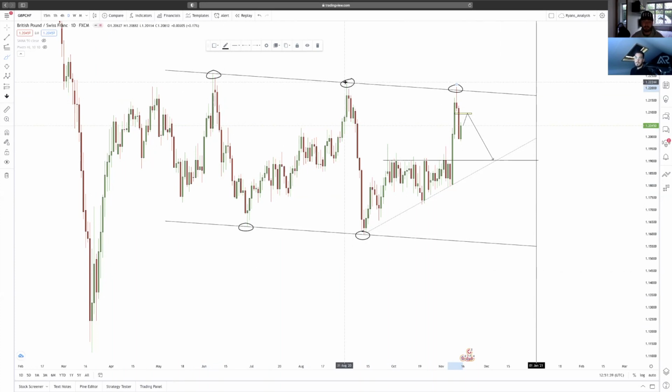As you can see from the top of the channel, we normally have an impulsive move straight to the downside. This happened here and here. And now we can predict going forward that we're going to see another impulsive move to the downside.